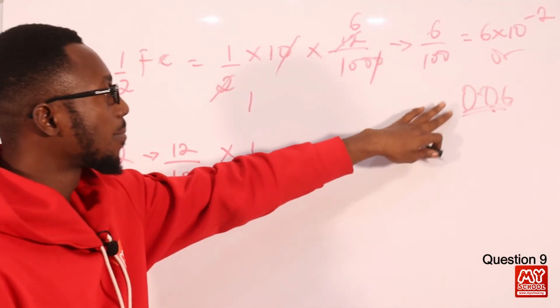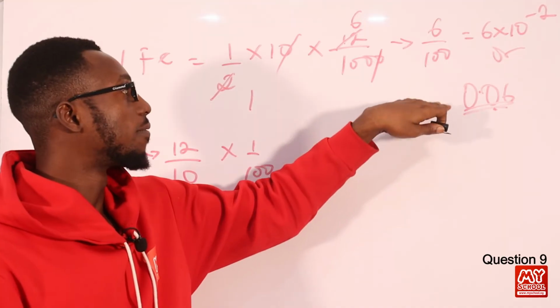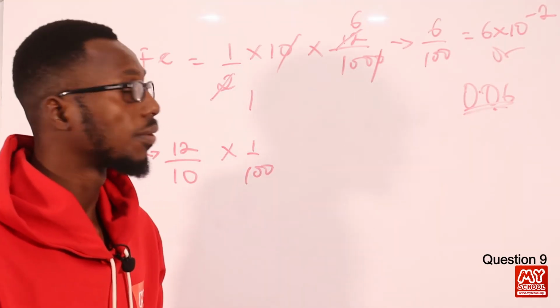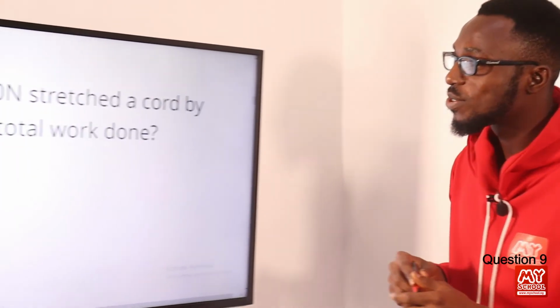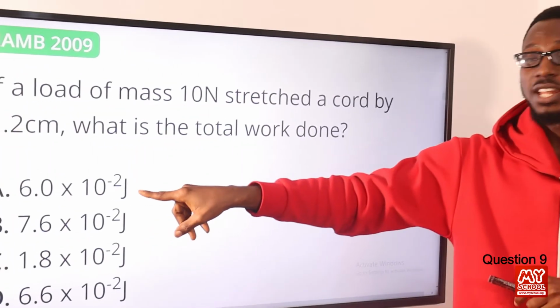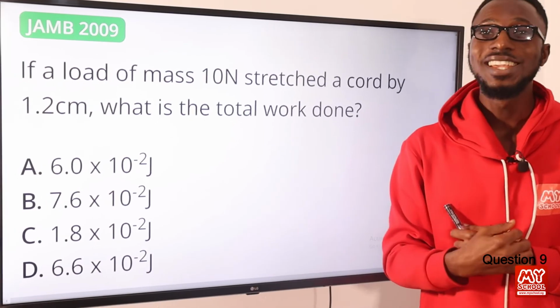So let's see which of these values are given to us. Okay, so let's go back to the screen to select. So 6.0 times 10 raised to the power minus 2 joules, the unit for work done. So option A is the right option.